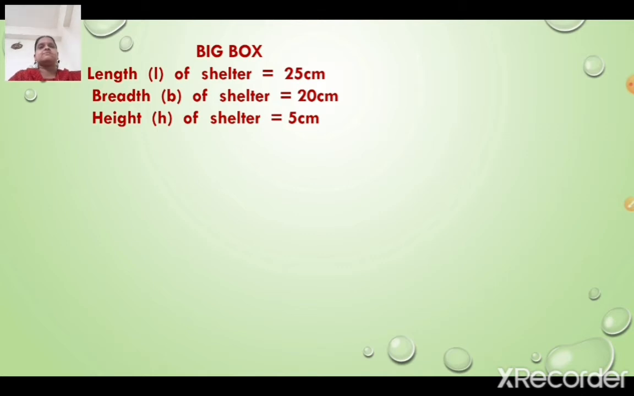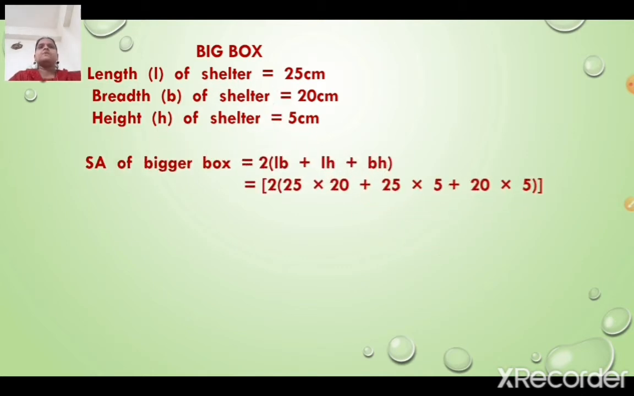Do you remember the steps for the smaller box? Same steps we have to apply for the bigger box also. So the first step will be what? Find the surface area of the bigger box. It is actually the total surface area, but we will add the extra overlapping and then we will write it as total surface area. So 2 in the bracket LB plus LH plus BH, or BH plus HL, both are nothing but same. Then substitute the values. 2 into 25 into 20 plus 25 into 5 plus 20 into 5.